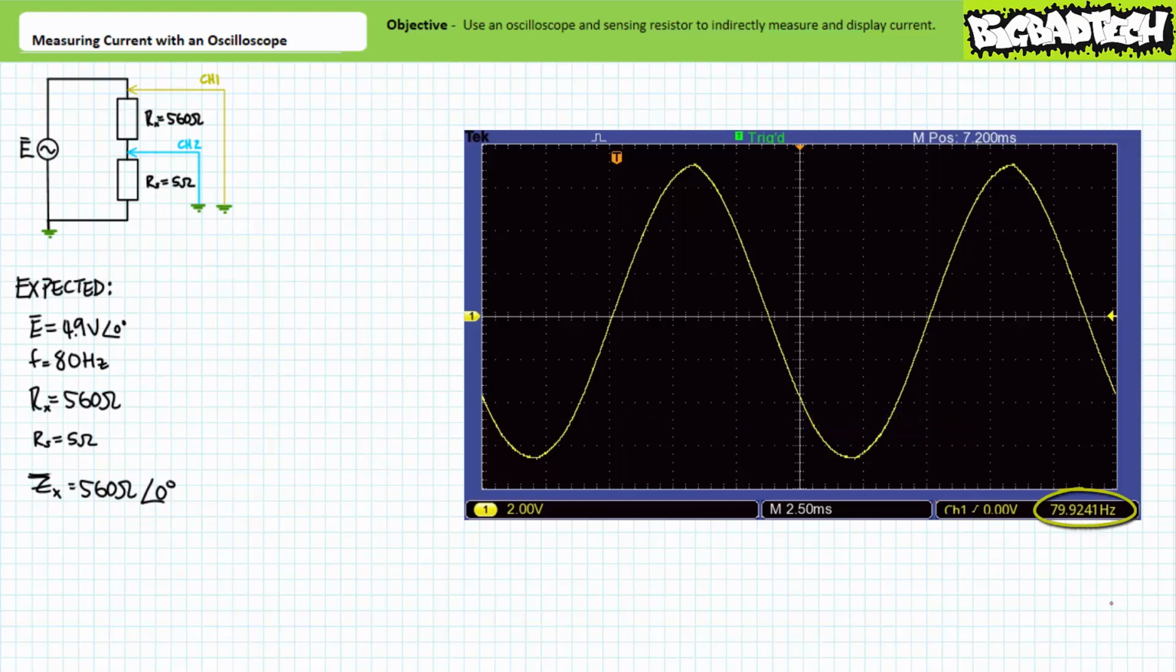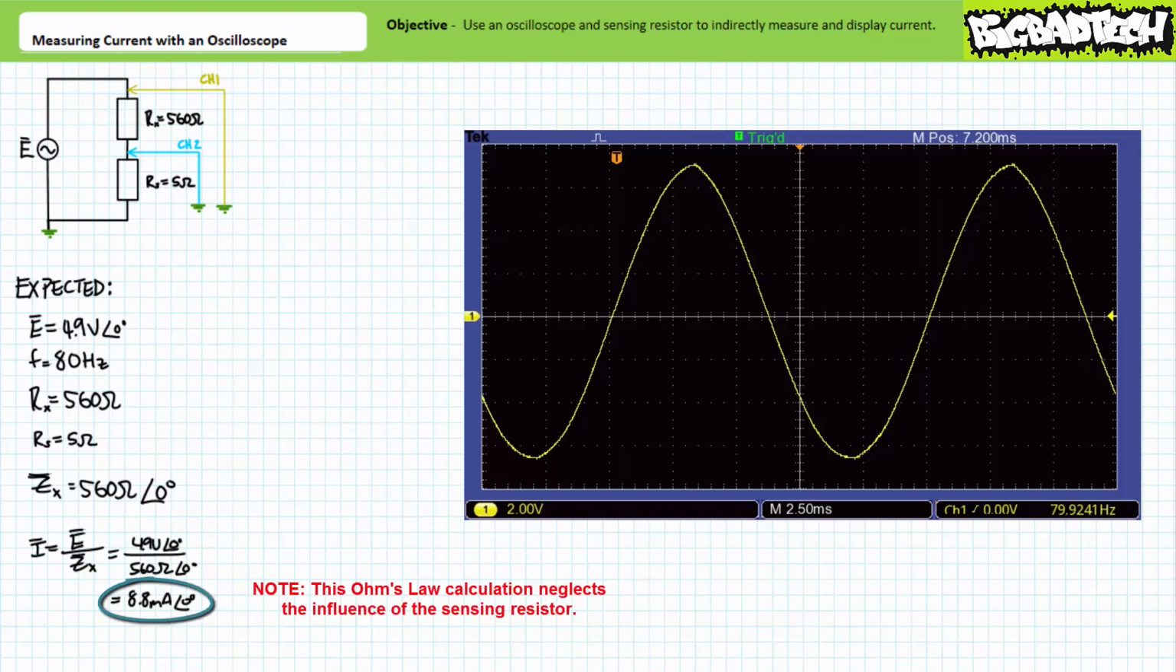Looks like the supply voltage has a frequency of 79.9 Hz, almost 80 Hz. Assuming the source voltage is our reference, given the above data, it can be said that the phasor representation of voltage across the resistor is 4.9 volts at an angle of 0 degrees. Ohm's law shows us that the current drawn by the 560 ohm resistor should be roughly 8.8 milliamperes at an angle of 0 degrees. Let's see if this is the case.